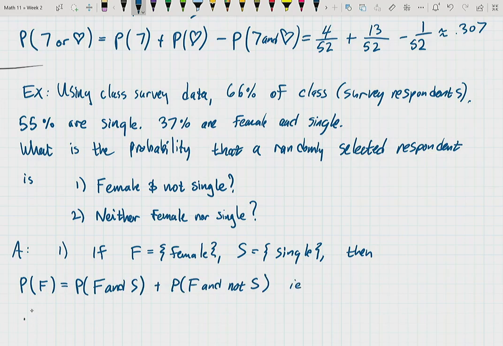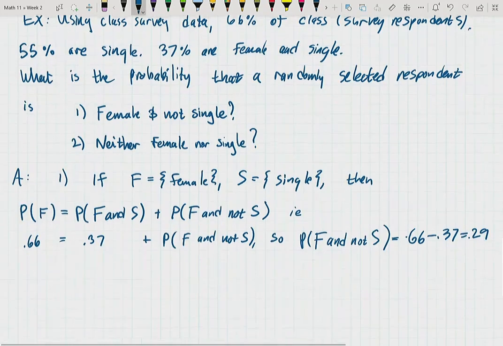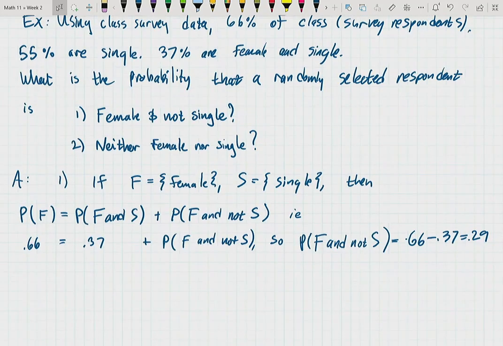I.e., what are our numbers? 0.66 is equal to, female and single was 0.37, plus the probability of being female and not single. So the probability of being female and not single was 0.66 minus 0.37, or 29%. Pick a random student from the class that responded. There's a 29% chance that she is female and not single.